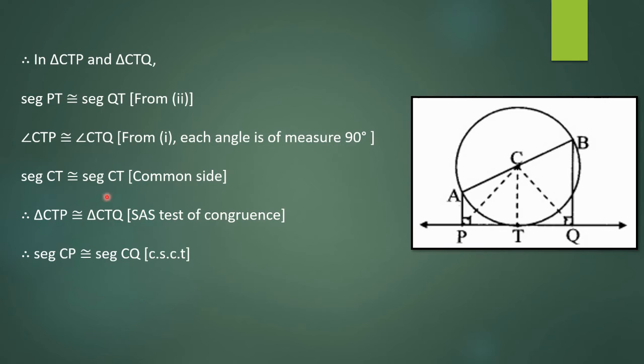Therefore, since we have proved that the two triangles are congruent, we can say that segment CP will be congruent to segment CQ by corresponding sides of congruent triangles.